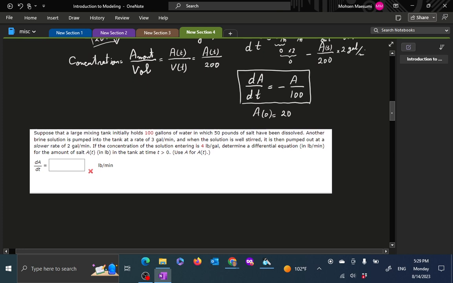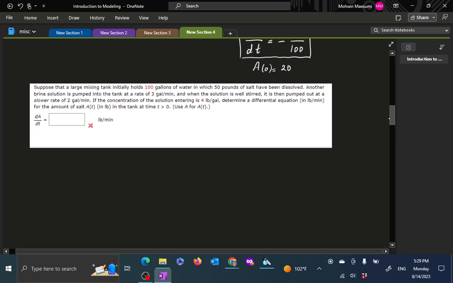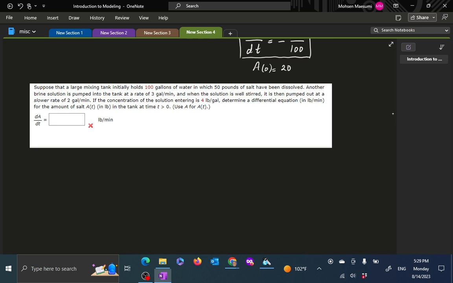Next problem is very similar. Suppose a large mixing tank has 100 gallons of water in it and has 50 pounds of salt. Another brine solution is pumped into the tank at the rate of 3 gallons per minute, and when the solution is well stirred, it is then pumped out at the rate of 2 gallons per minute. So here we have a tank.